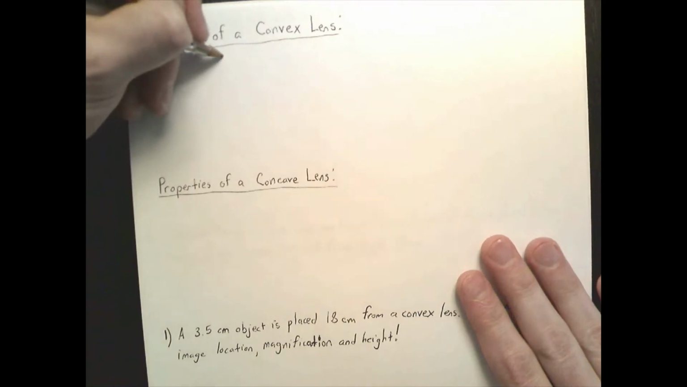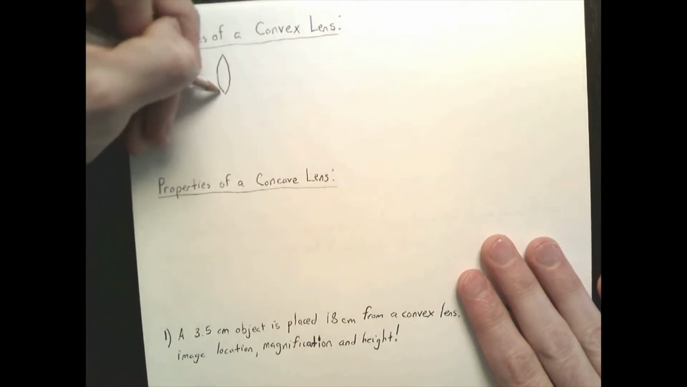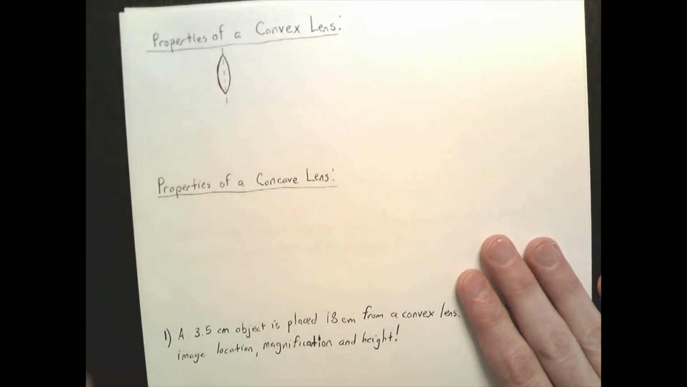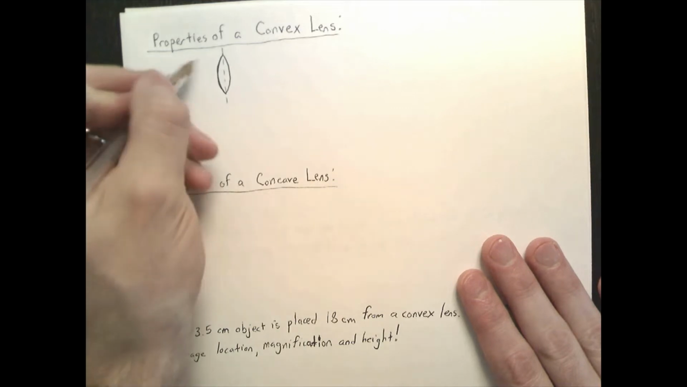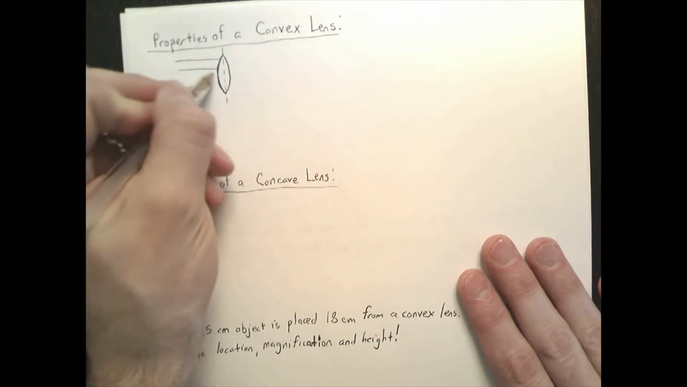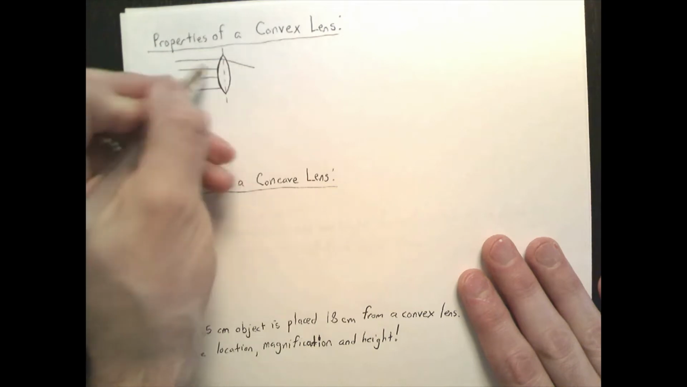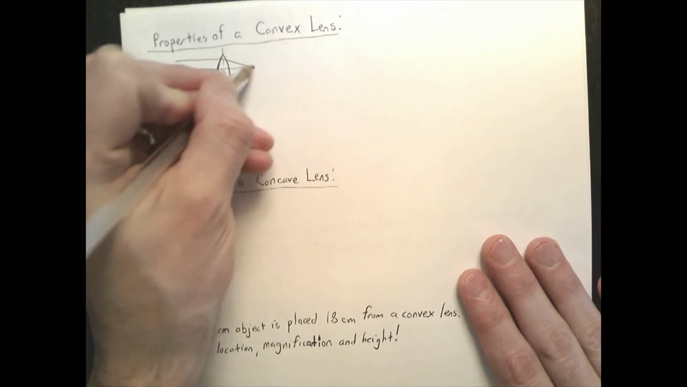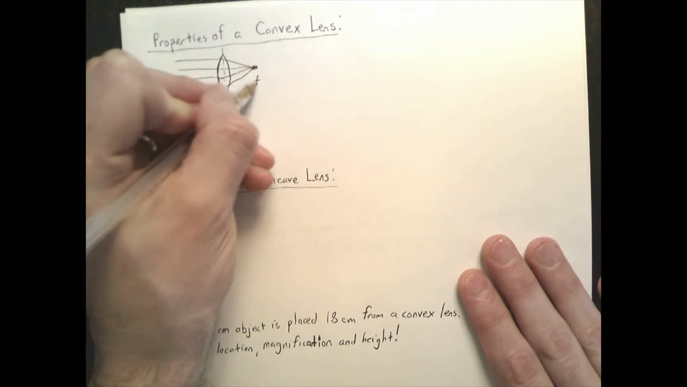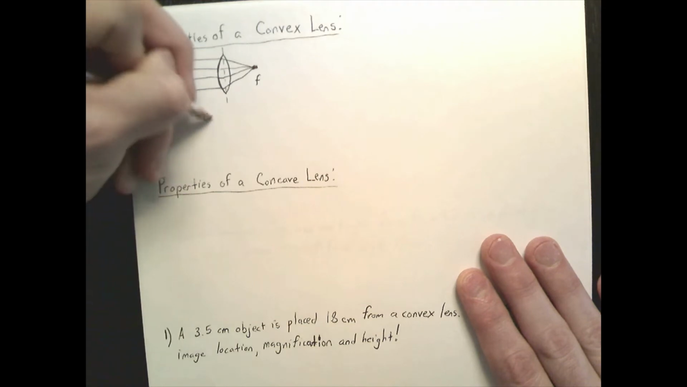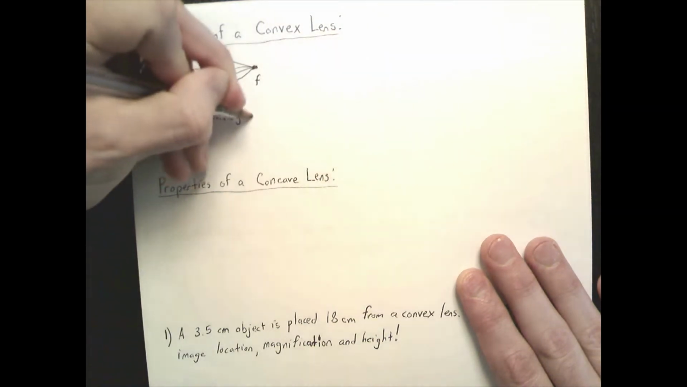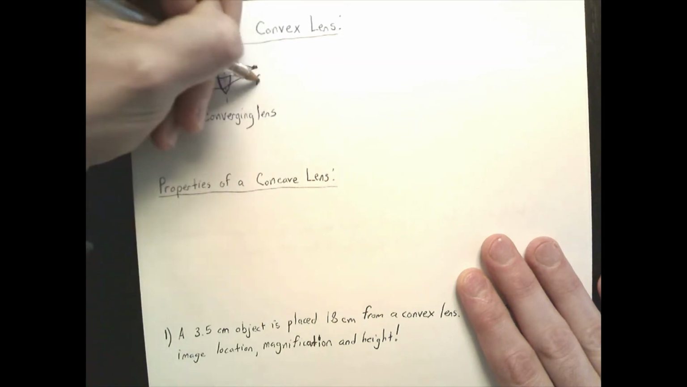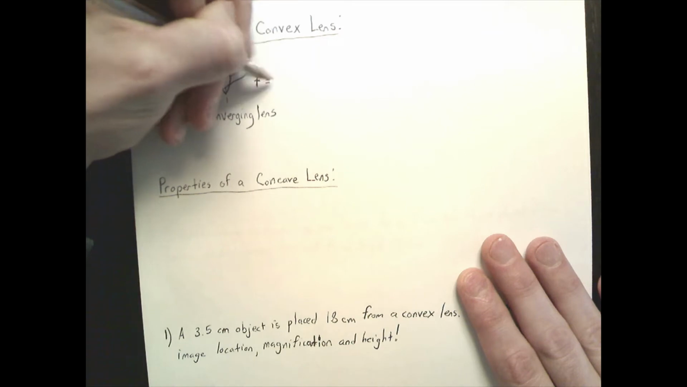A convex lens bubbles out on both sides, so it looks kind of like a lemon in shape. A convex lens is a converging lens. If we have light rays coming in all parallel to each other, those light rays will bend and converge on each other at a point, which is none other than the focal point. It's characterized by having a positive focal length.